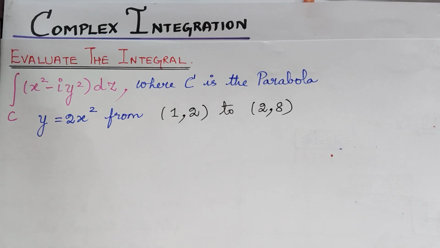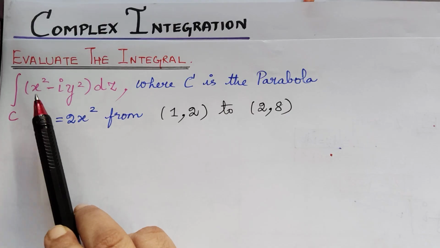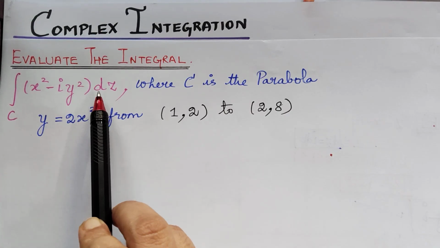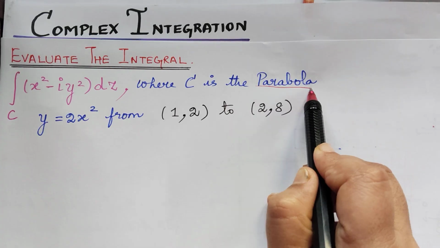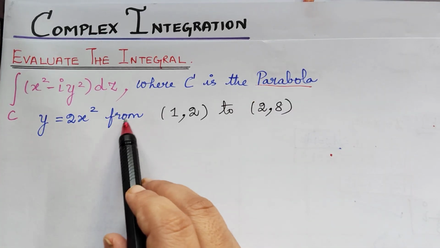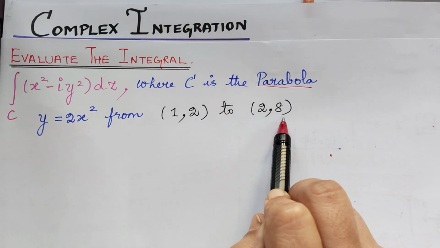Dear students, under the topic complex analysis, we are solving problems under the section complex integration. Now, here we have to evaluate the integral over C of x square minus i y square dz, where C is the parabola y equal to 2x square from the point (1, 2) to the point (2, 8).